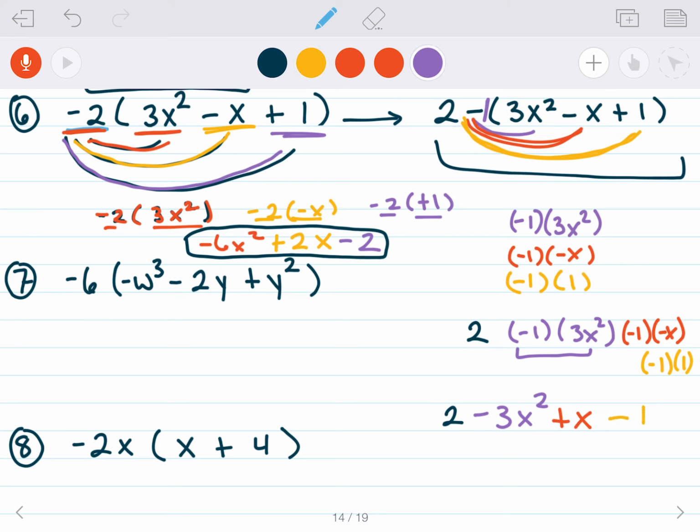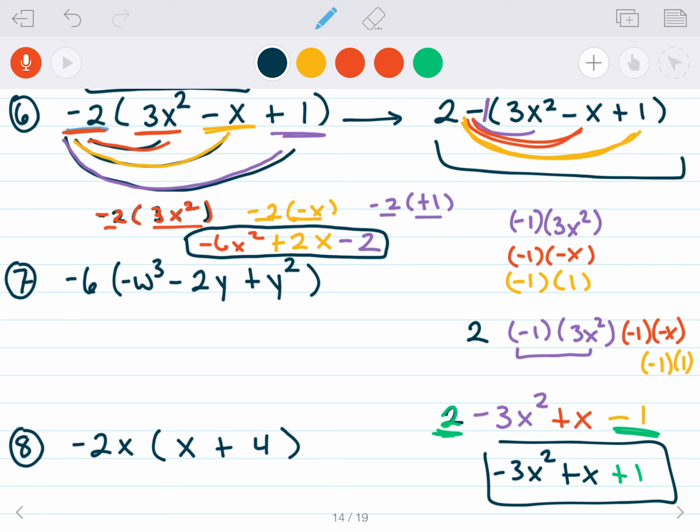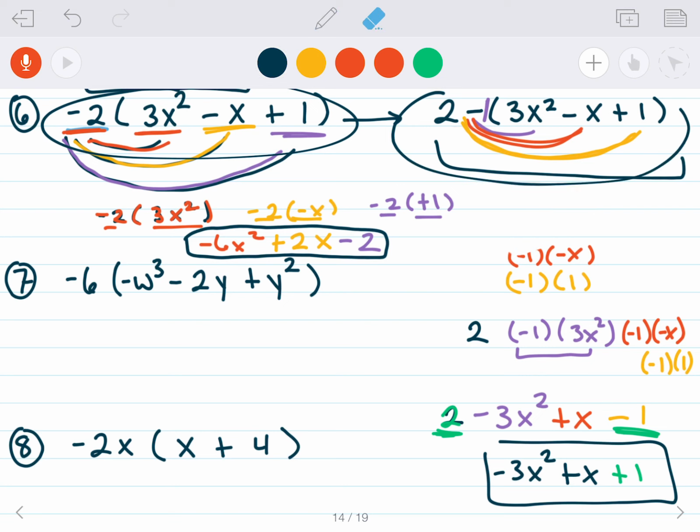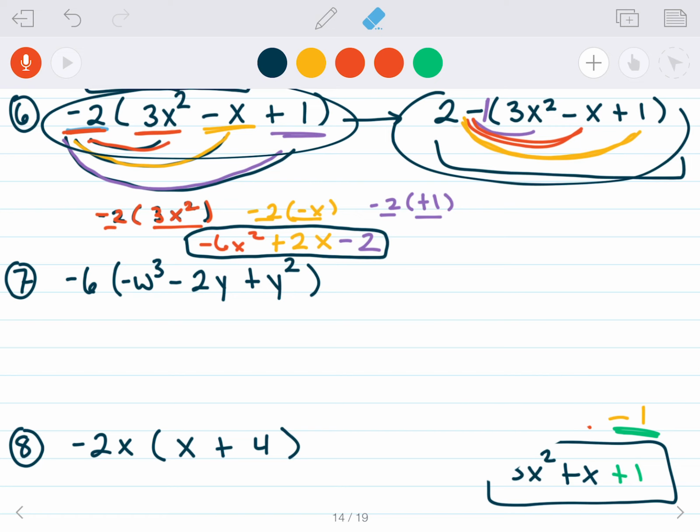Now, we have like terms, right? This 2 in the front is a constant. This negative 1 is a constant. We can combine them. 2 minus 1 becomes a positive 1. So our final answer is negative 3x squared plus x. And again, this green, 2 and negative 1 make a positive 1. So that would be our answer if this was the situation. Hopefully you can reflect on why this is different from this, okay? Just keep that in mind, because I know this is kind of confusing when you first learn it.